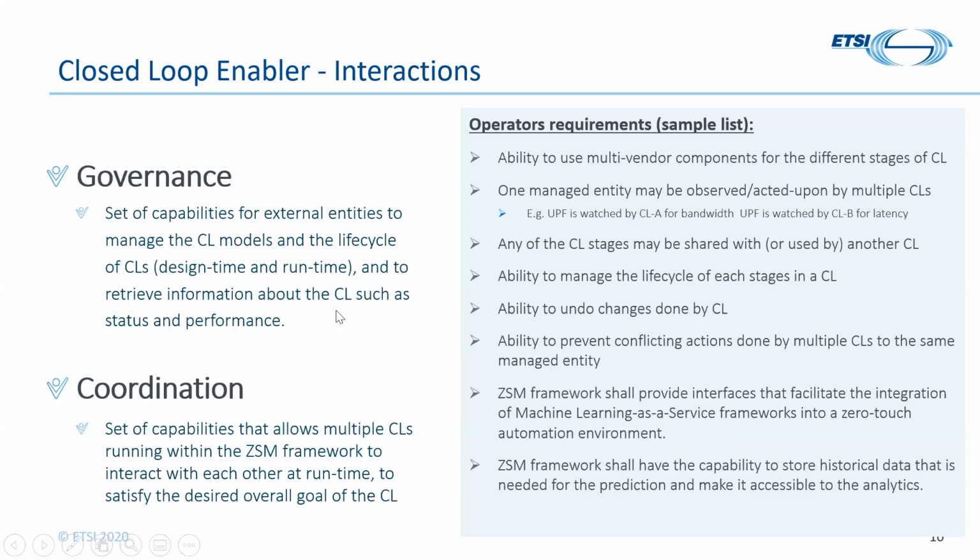On the left here, we've got the closed loop enabler ZSM 009-1 that defines how the different closed loops within the ZSM framework interact with each other. Closed loop governance is a set of capabilities for external entities to manage the closed loop models and the life cycle of closed loops at design time and at runtime, and allow retrieval of information about the closed loops, such as the status and performance.